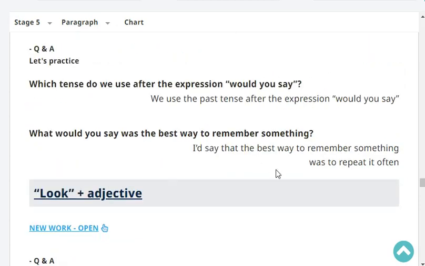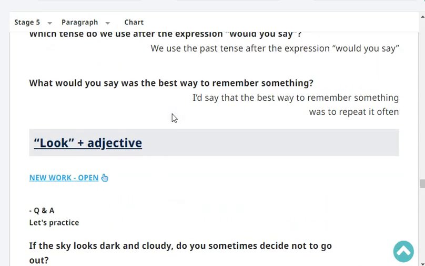Which tense do we use after the expression would you say? We use the past tense after the expression would you say.